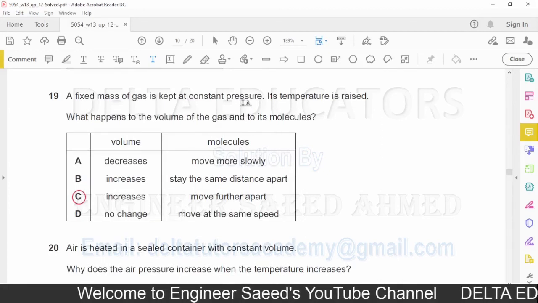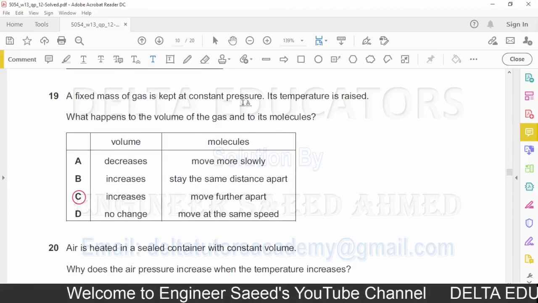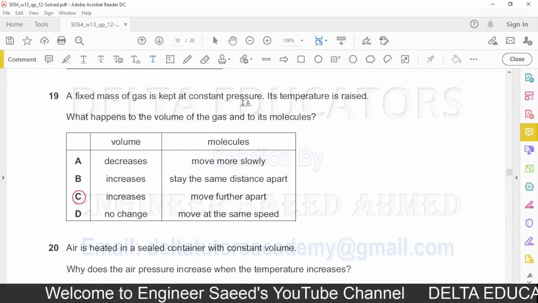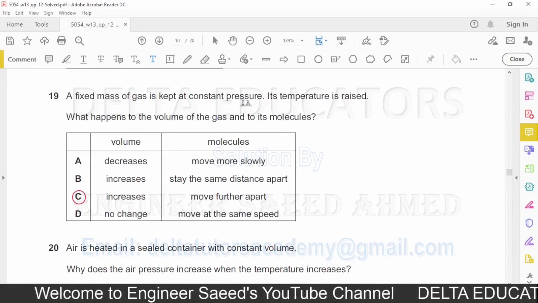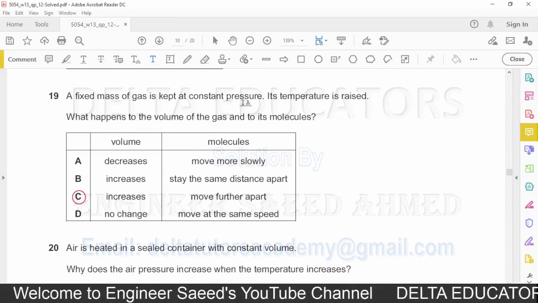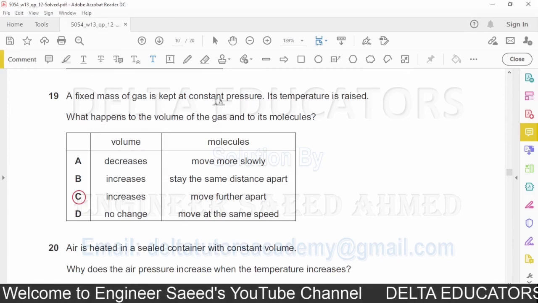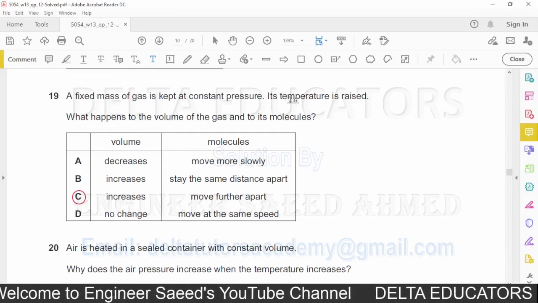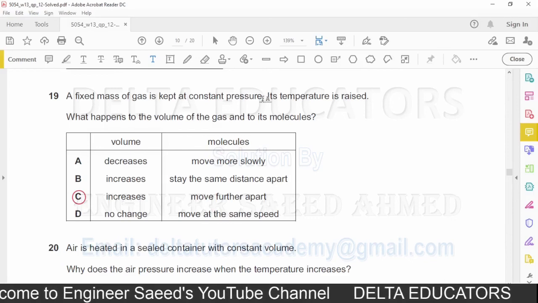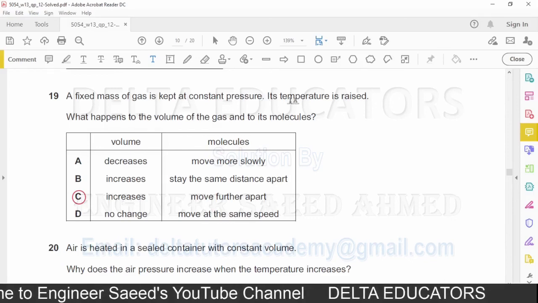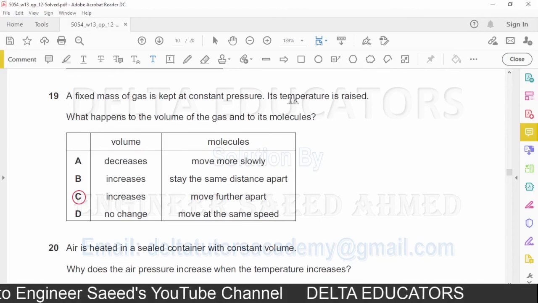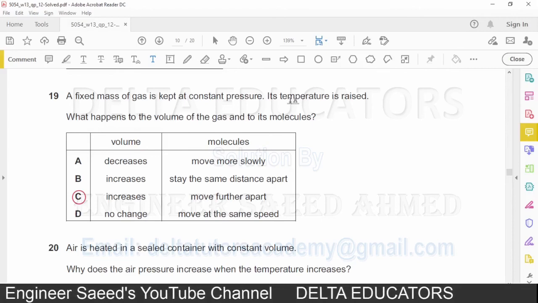Question number 19. A fixed mass of gas is kept at constant pressure. Its temperature is raised. What happens to the volume of the gas and to its molecules? It is given here that at constant pressure we are increasing temperature. So it is in accordance with Charles law. Charles law states that at constant pressure, when we increase the temperature of a gas, its volume increases. Volume is directly proportional to applied temperature.